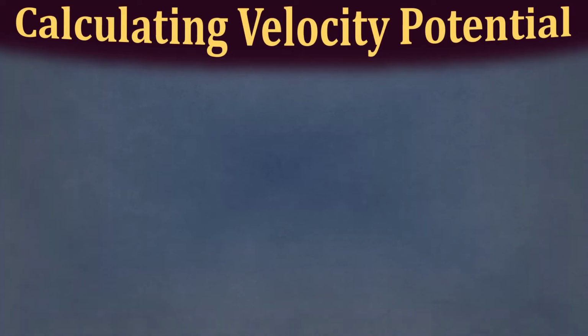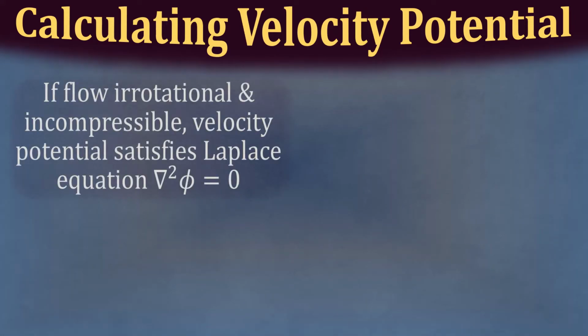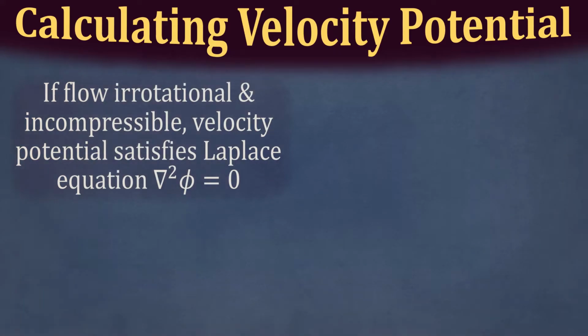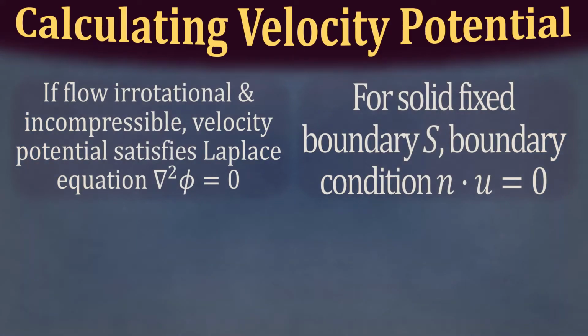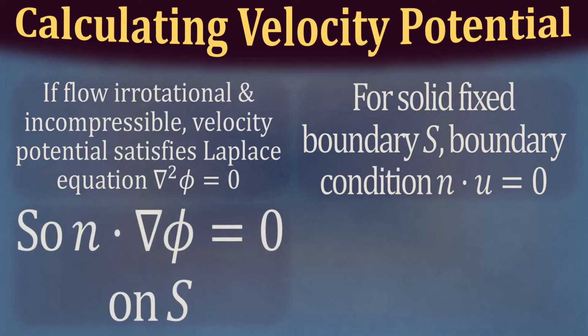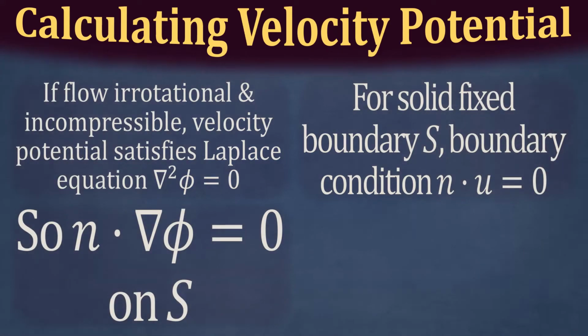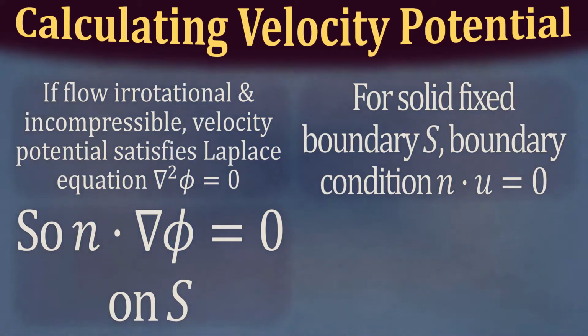Now, let's move on to discussing calculating a velocity potential. If the flow is irrotational and incompressible, the velocity potential satisfies the Laplace equation that the Laplacian of φ is equal to 0. For a solid fixed boundary S, we have that the boundary condition is n dot u is equal to 0. So, n dot grad φ is equal to 0 on S. This is written as the partial derivative of φ with respect to n equals 0 on S, using the notation that n dot grad φ is equal to the partial derivative of φ with respect to n to mean the derivative in the n direction.